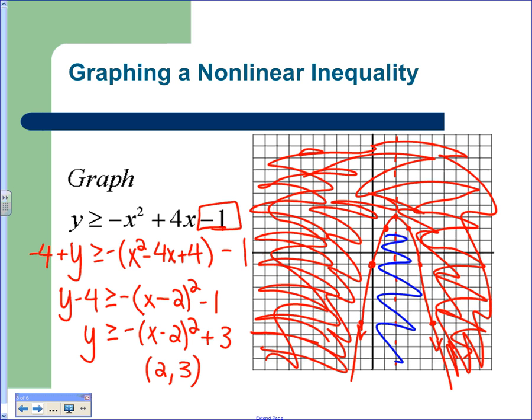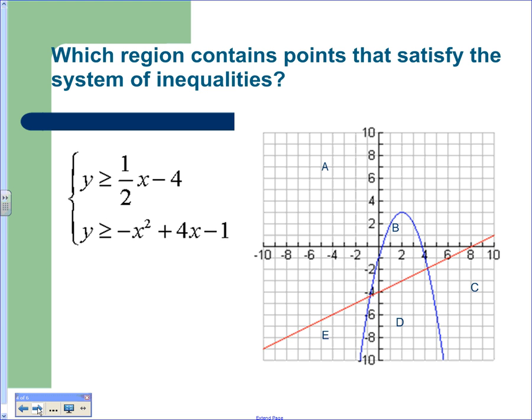So this is what your problems are going to look like for a little bit. It says, which region contains points that satisfy the system of inequalities? So we have a system of inequalities, but what did they already do for us? Do we need to graph it? We don't actually have to graph them.